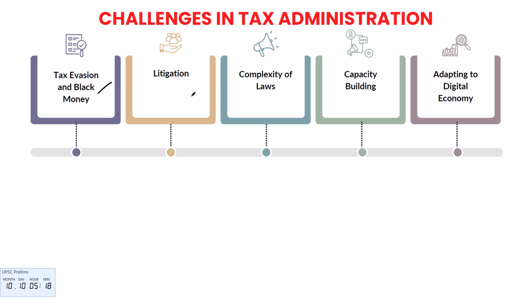That is tax evasion. Litigation: a high number of tax disputes leading to delays and administrative burden. There are a lot of delays and administrative burden due to the high number of tax disputes. Complexity of laws: despite reforms, tax laws are still complex, especially for small businesses in India in particular, because of which tax evasion also still lies higher.